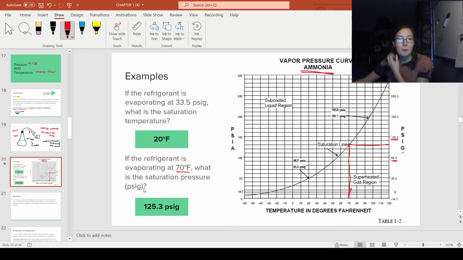I believe I got this information from somewhere else, the 125.3, but we'll look at it later.